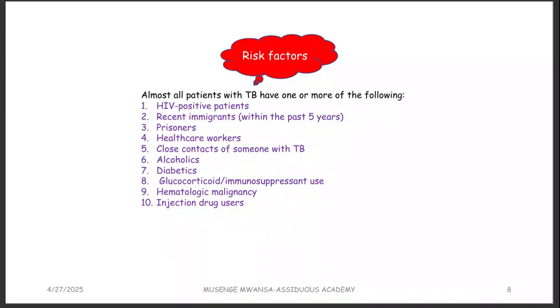We've talked about the risk factors that predispose someone to having TB: HIV positive patients, recent immigrants within the past 5 years, like you go to an area where a lot of people have the infection. The prisoners also, because of overcrowding, and you know this condition is spread via breathing. The healthcare workers, close contact of someone with TB, alcoholics, diabetes, glucocorticoid or immunosuppressant use, hematological malignancy, injection drug users.